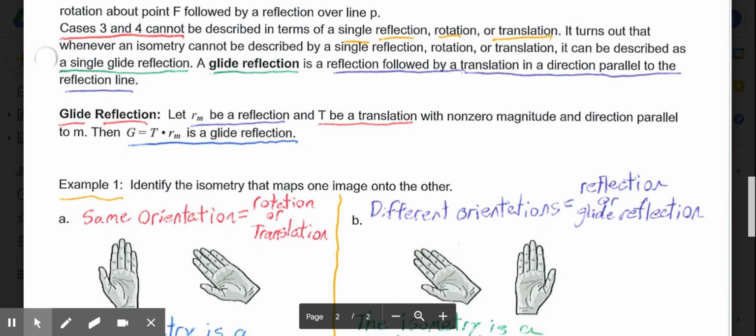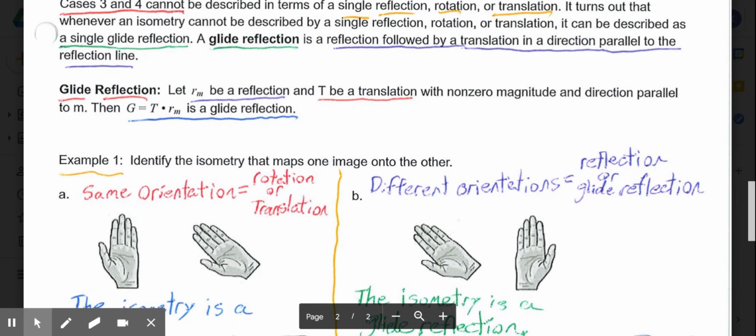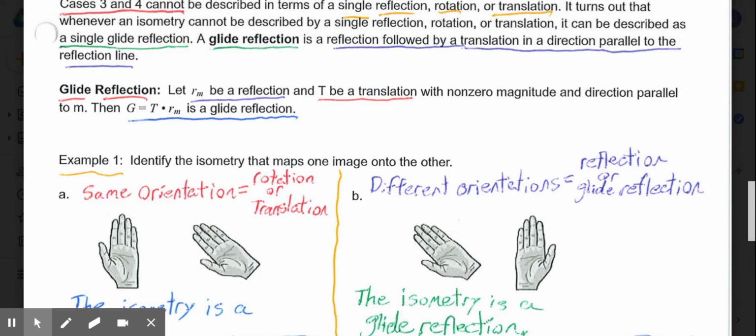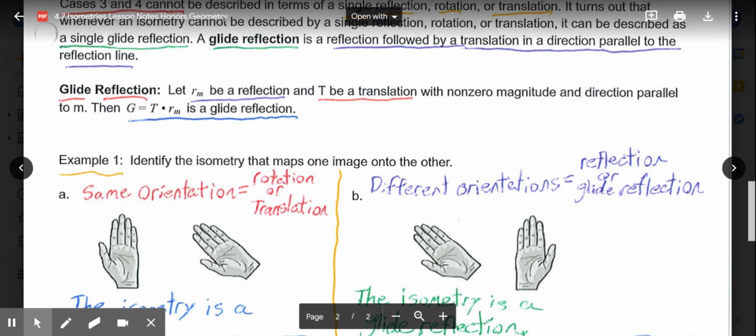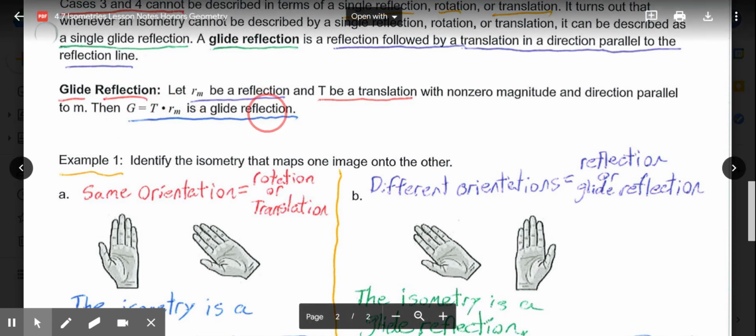So let's look at this idea of glide reflections. Glide reflections say, let r lowercase m be the reflection, and then the capital T be the translation with a non-zero magnitude in direction parallel to m. So then glide reflection equals the capital T being the translation, and then the dot rm. So that's our way to notate a glide reflection.